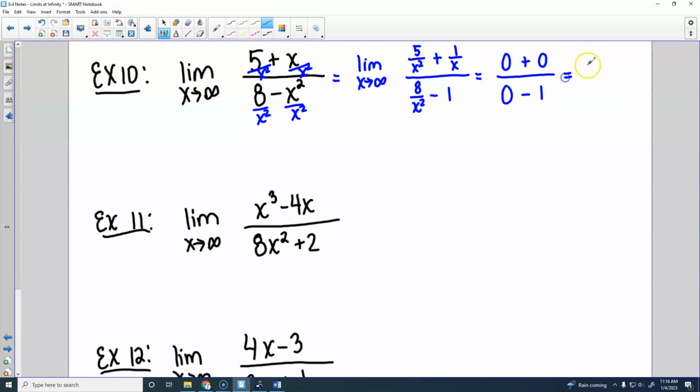So we get 0 over negative 1. And what is 0 over negative 1? 0. Not undefined. Okay, questions?